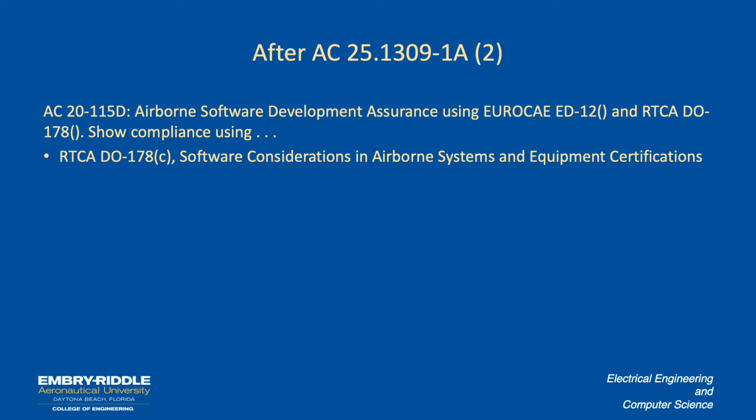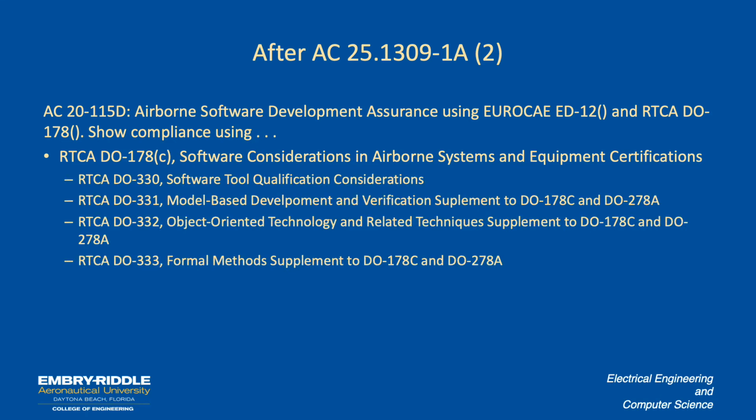DO-178C is called Software Considerations in Airborne Systems and Equipment Certification. And it's got a bunch of other documents that were developed around the same time as when they went from B to C, actually. When the revision of 178 went from B to C, they added these other documents that give ways to qualify what tools you used. Did you use tools, automatic code generating tools and the like? Those have to be qualified, and if you use a certain tool that's been qualified, then your design is further along towards being certified.